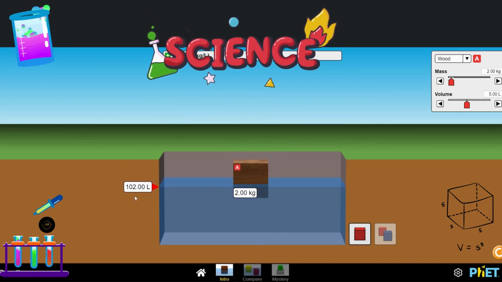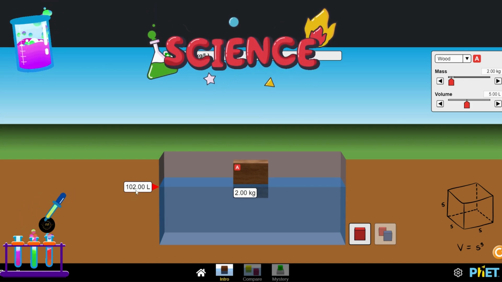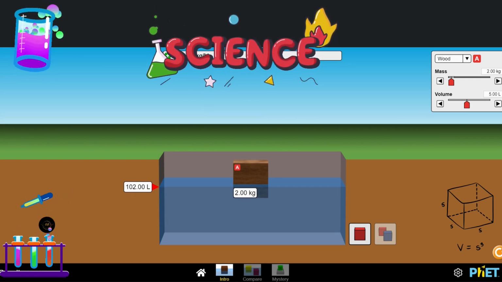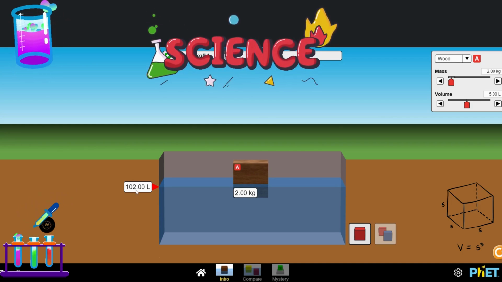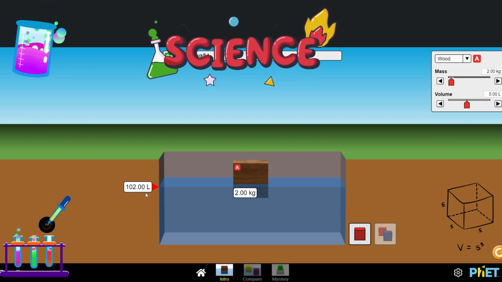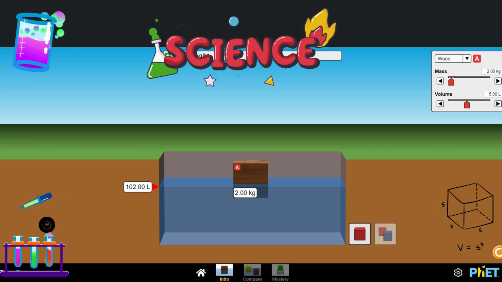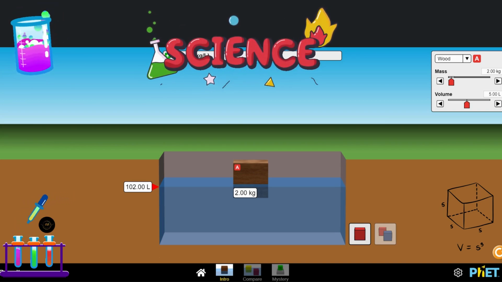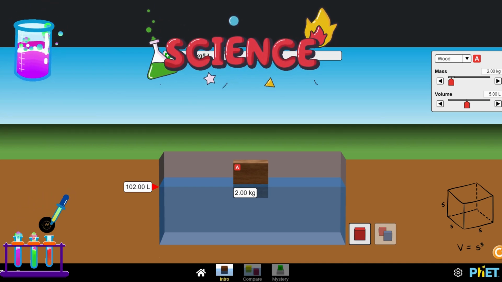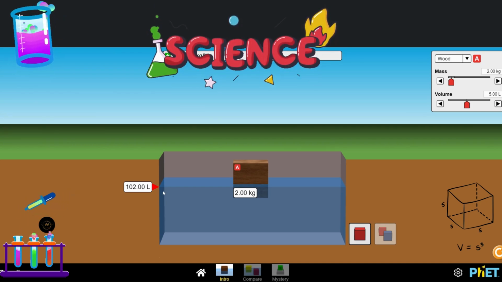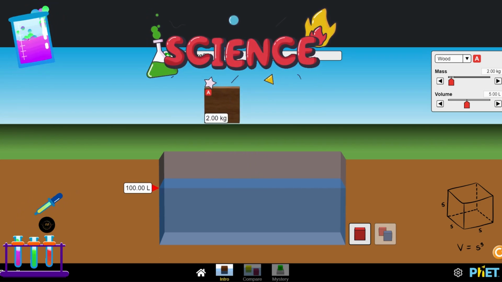Let's observe what will happen. In this case, the water has now risen because we added something inside. So now the amount of water, it says here, is 102 liters. In other words, before we added this object it was 100, which means 102 minus 100 gives us 2 liters. Or in other words, the volume of this object here is 2 liters.